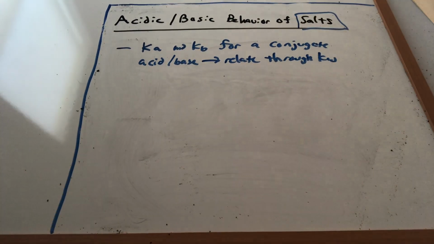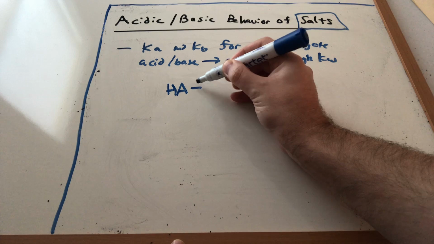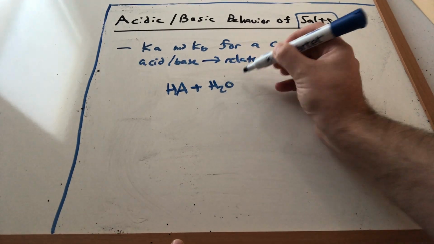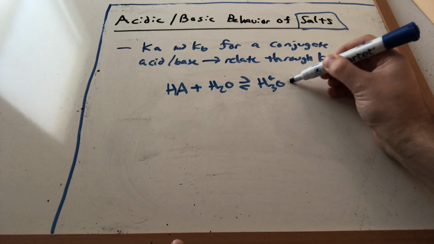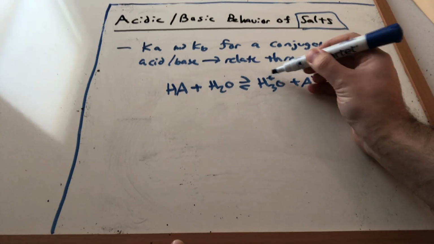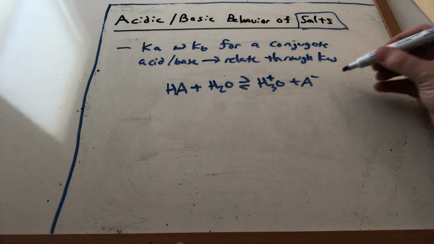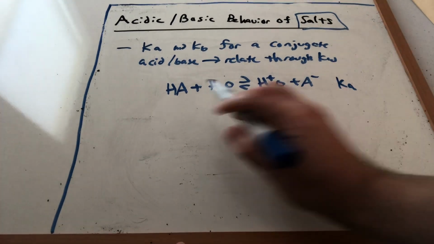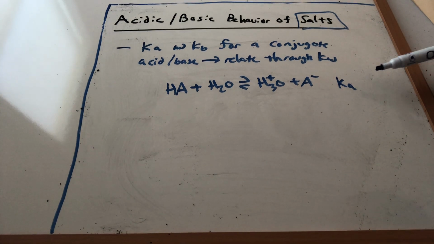And I'm just going to show you a quick little derivation that kind of proves that. If I write my general acid reaction again, for my weak acid HA, remember it has to be a weak acid, there's going to be a Ka associated with this. It has to be a weak acid to have an equilibrium, to have a double arrow. There's a Ka associated with this reaction.